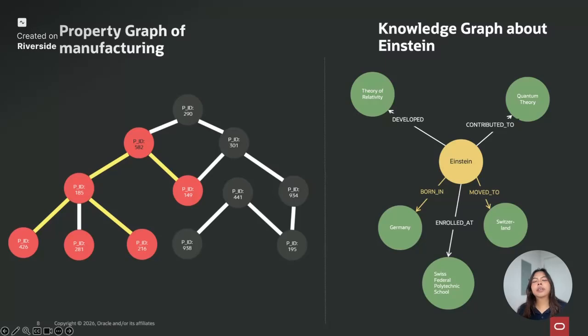Here I'm going back to the example of property graphs versus knowledge graphs and how they're different. Again, knowledge graphs can be created from property graphs, but property graphs are a little more flexible compared to knowledge graphs that hold that semantic meaning.